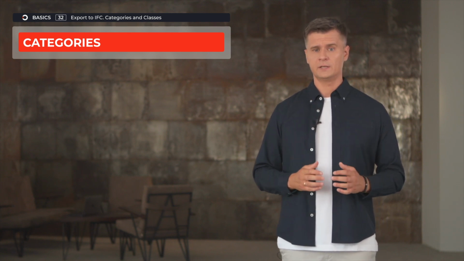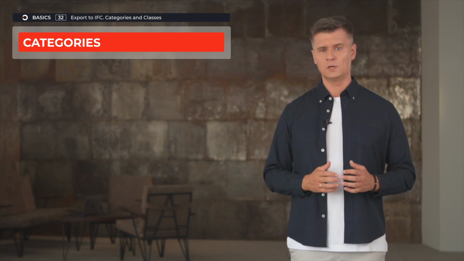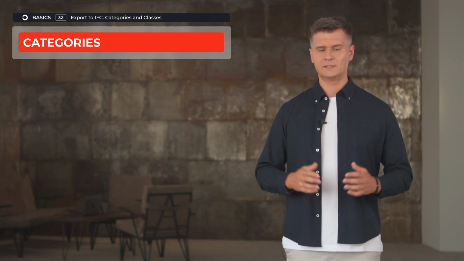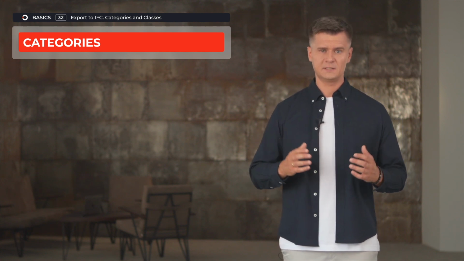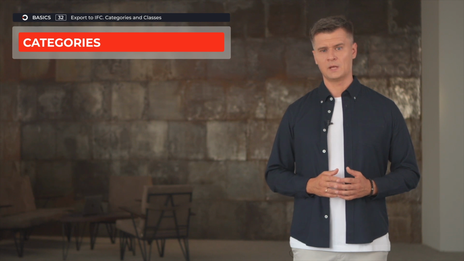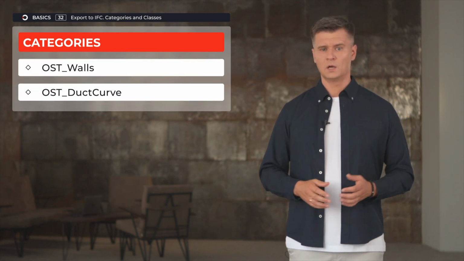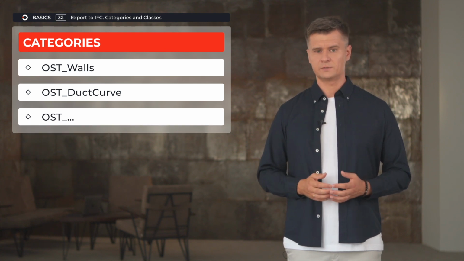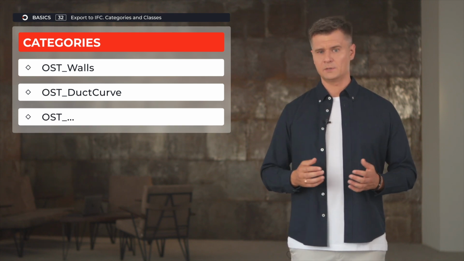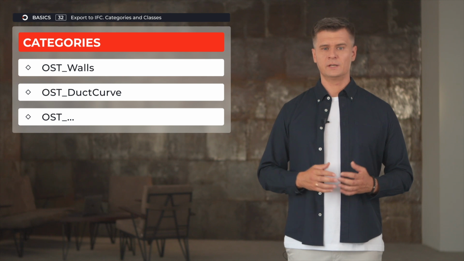Actually, category is defined as a tool for identifying the type of the element it is supposed to belong. For instance, OST walls, OST duct curves, and similar element properties are actually the category names.